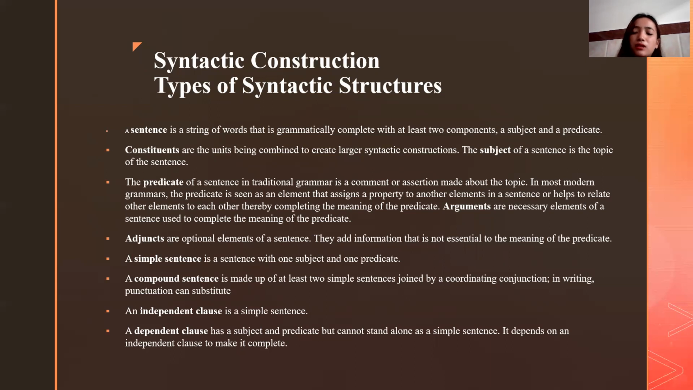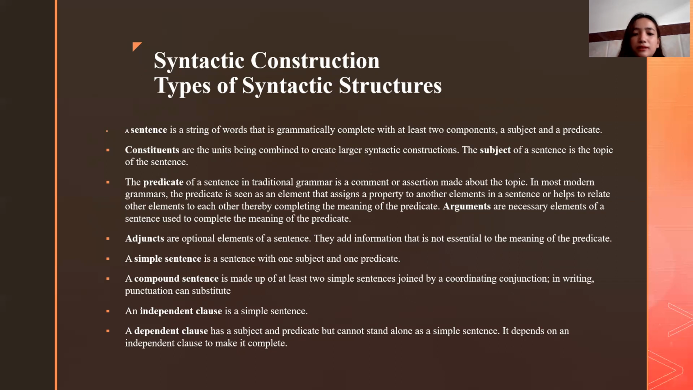The subject of the sentence is the topic of the sentence. The predicate of a sentence, in traditional grammar, is a comment or assertion made about the topic. In most modern grammar, the predicate is seen as an element that assigns a property to another element in a sentence and relates other elements to each other, thereby completing its meaning. Arguments are necessary elements of a sentence, also used to complete the meaning of the predicate.